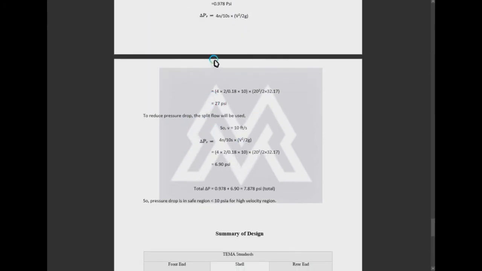The formulas are the same. So we see here that the pressure drop comes out to be 27 psi. It is far greater than the 10 psi.